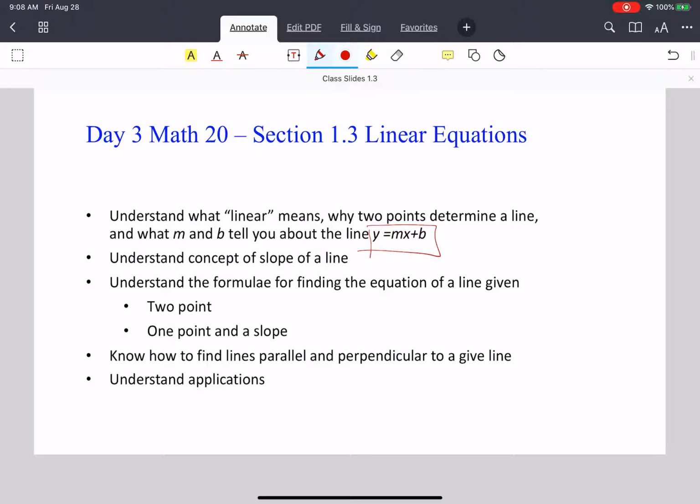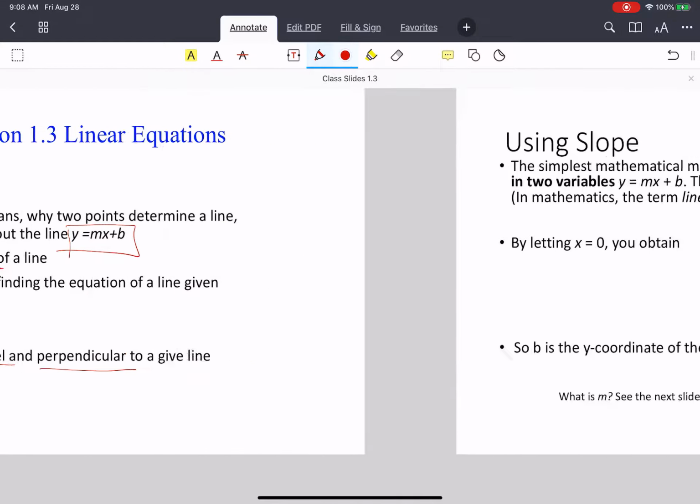And we're going to understand the concept of slope, what slope means, and then we're going to understand the formula for finding the equation of a line given 2 points and 1 point and a slope. And then we're going to know how to find lines parallel and perpendicular to a given line, and we're going to understand some of the applications. So that's the summary of this video.